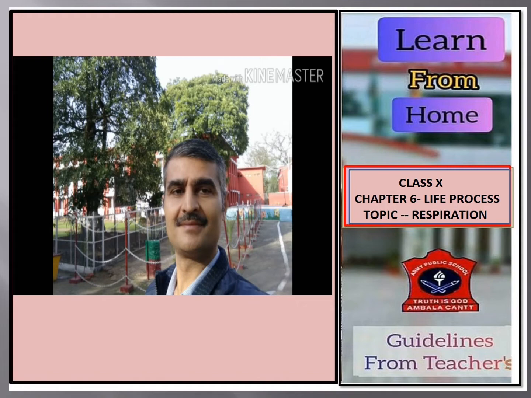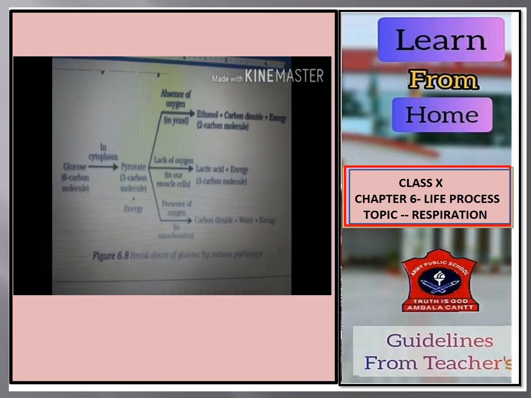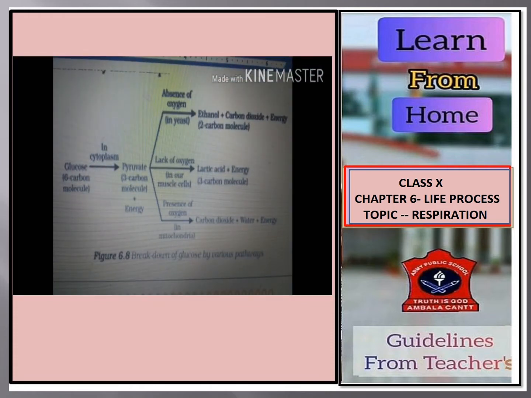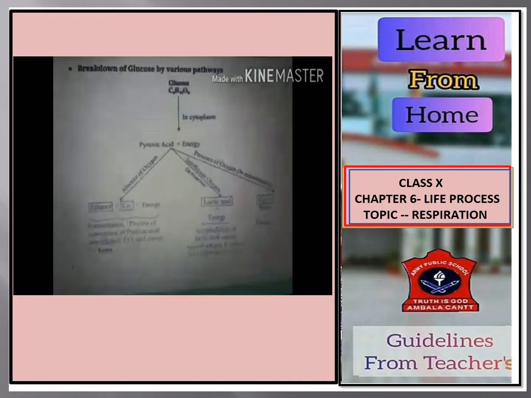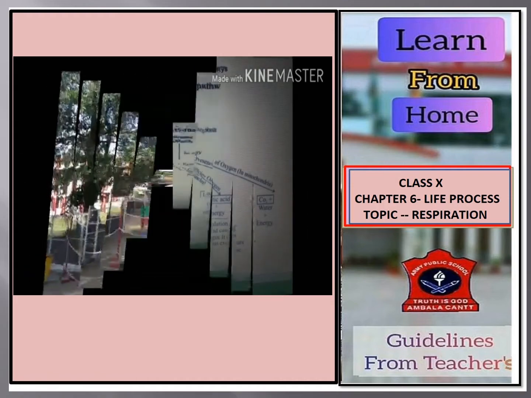Now, the respiration process occurs in two main steps. The first one is glycolysis, that is the breakdown of glucose, a 6-carbon molecule, into pyruvate, which is a 3-carbon molecule. So from one glucose molecule we can get 2 pyruvate molecules.